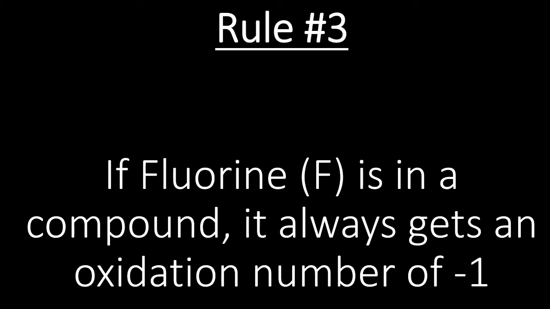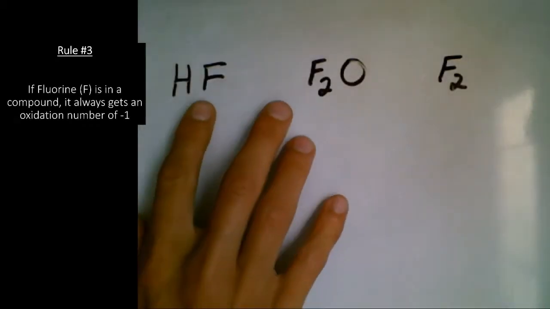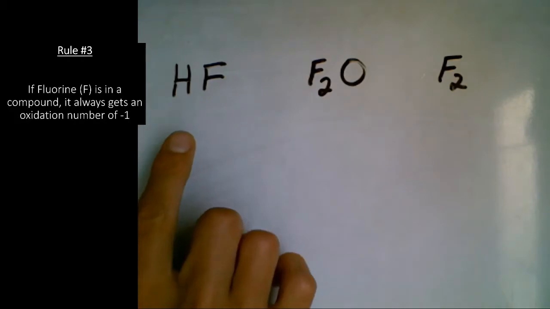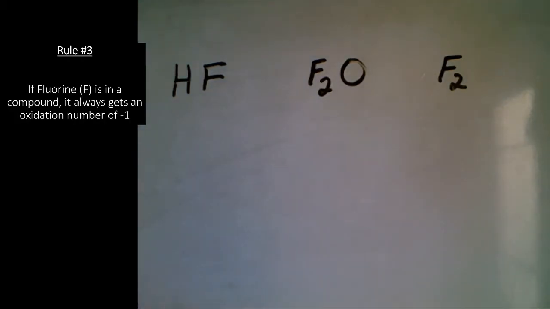So rule number 3 has to do with fluorine. And fluorine in a compound always gets an oxidation number of -1. Now, fluorine is the most electronegative element that exists, which means it will always take electrons from other atoms. So let's work through just a few examples to find some oxidation numbers.